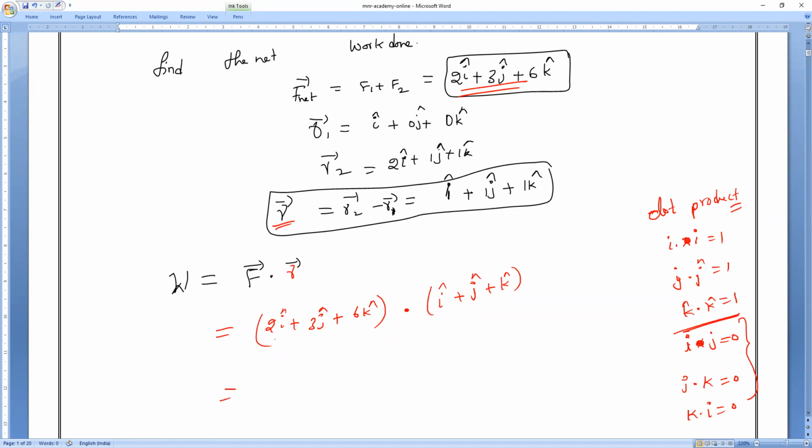So what will the answer be? 2i cap into i cap is 2, plus 3j cap into j cap, which is 3, plus 6k cap into k cap, which is 6. That gives 11 joules. The total work done is 11 joules. So that is what you have to remember. Everybody clear? I hope everyone solved it up to here. Am I right?